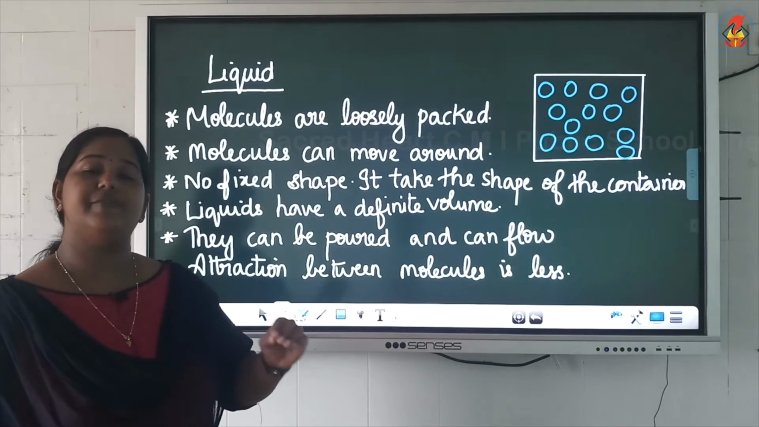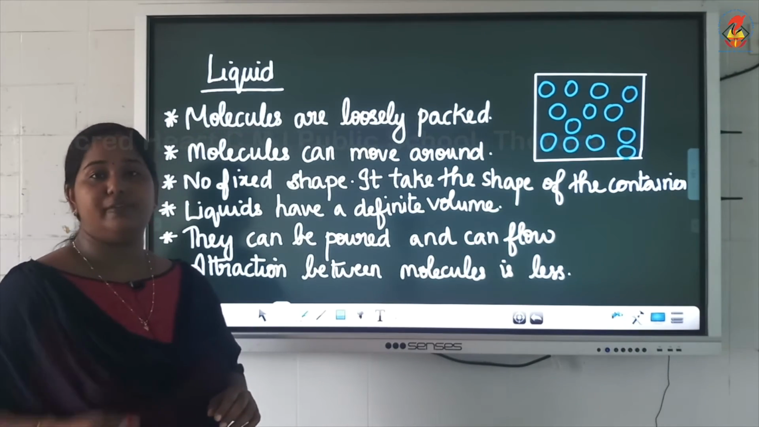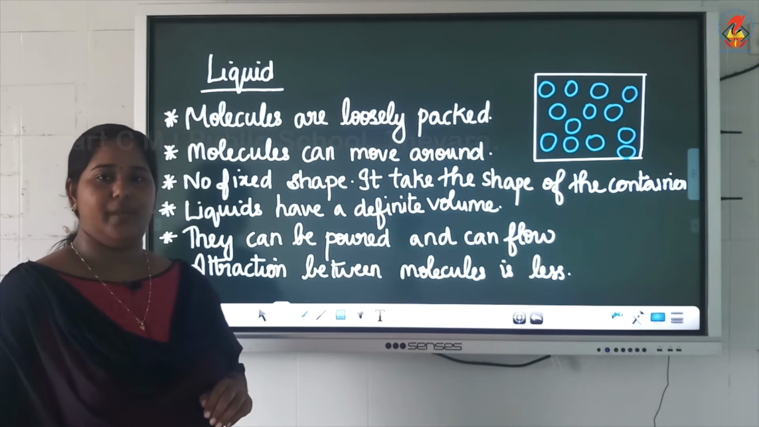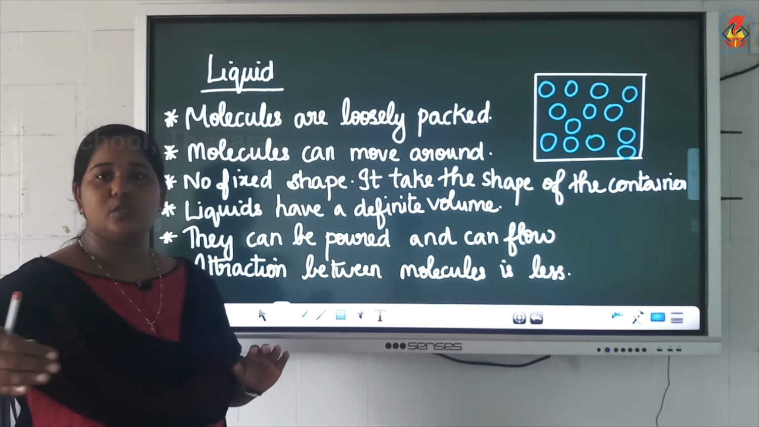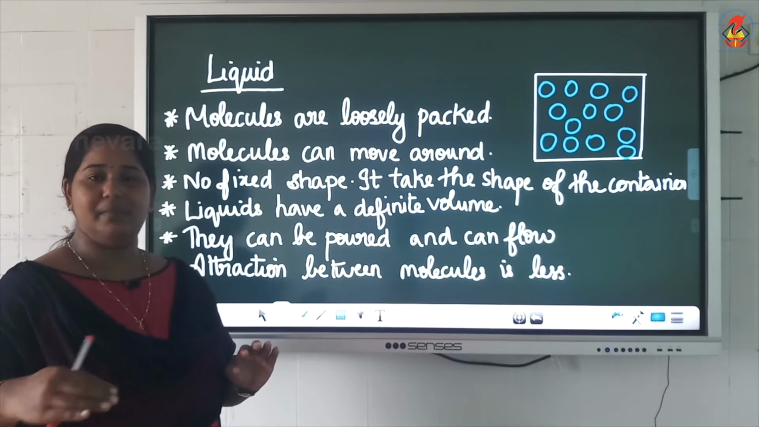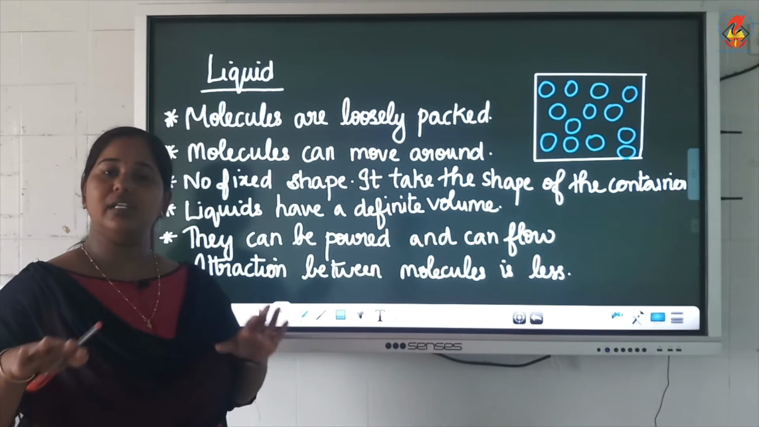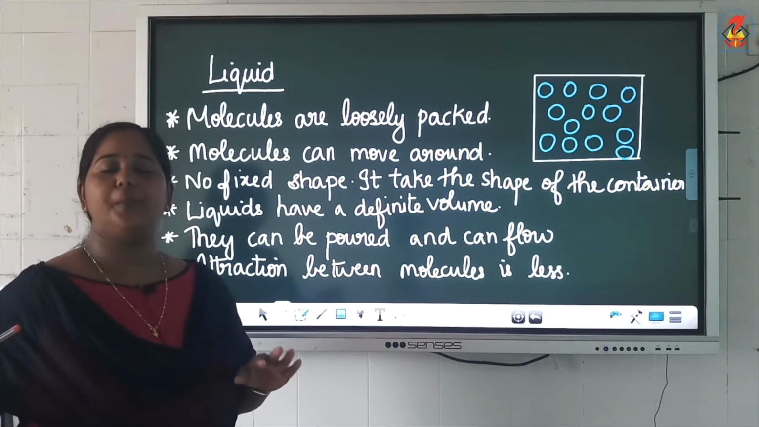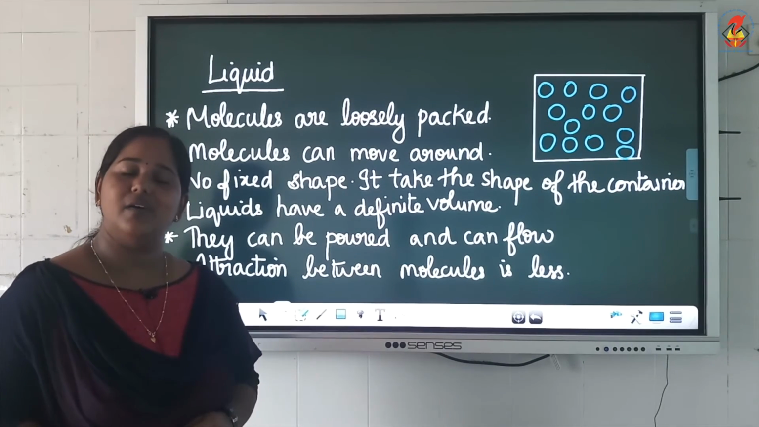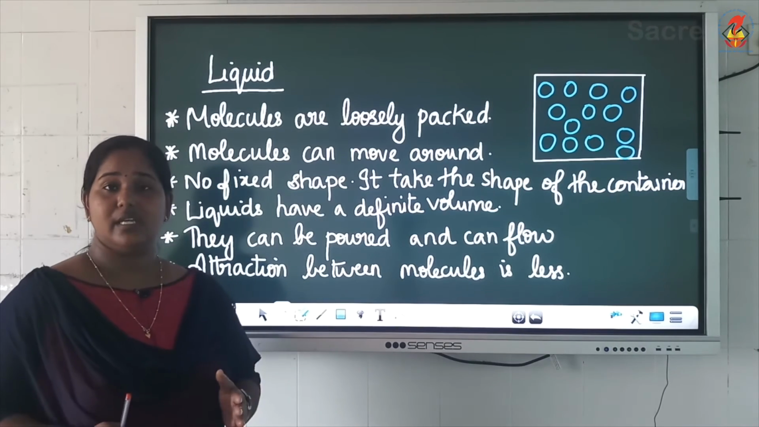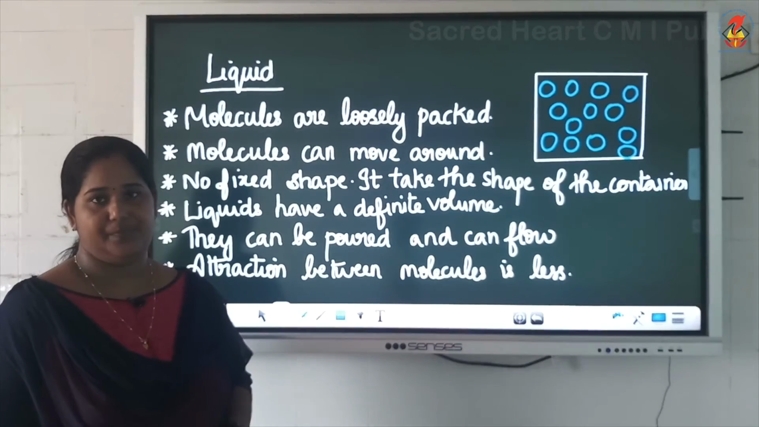But liquids have a definite volume. How? When you pour liquid on the floor, don't try it now, okay? When you pour liquid on the floor, you can see that the water flows to some extent, some distance, and it remains on the floor. Remaining on the floor means that space is occupied by water. As it occupies a space, it has a volume. So, liquids have a definite volume but no definite shape.